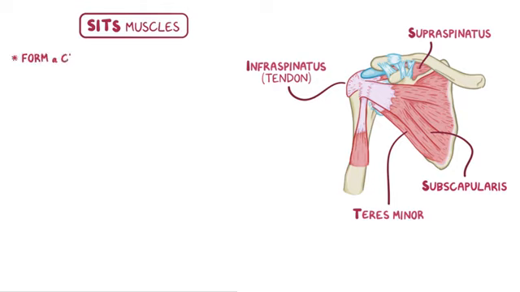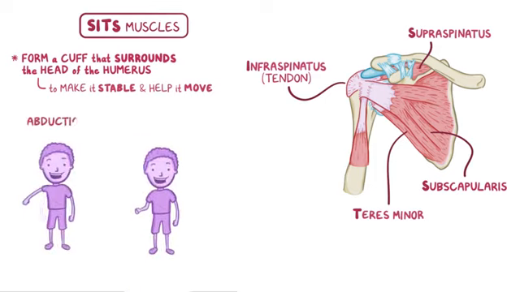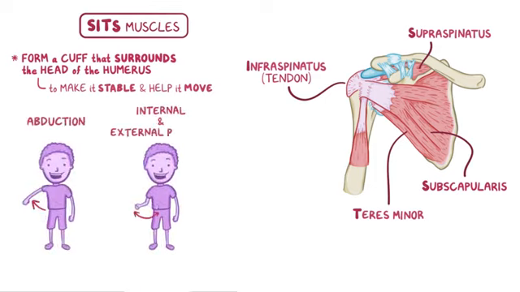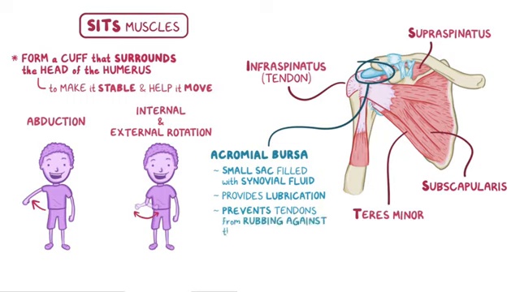The SITS muscles form a cuff that surrounds the head of the humerus to make it stable and help it move, specifically in abduction as well as internal and external rotation. Below the acromion lies the acromial bursa, which is a small sac filled with rubbery synovial fluid that provides lubrication and prevents the rotator cuff tendons, especially the supraspinatus tendon, from rubbing against the acromion as the joint moves.